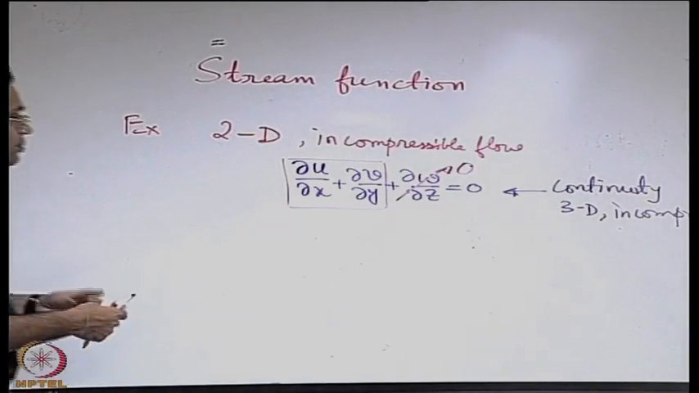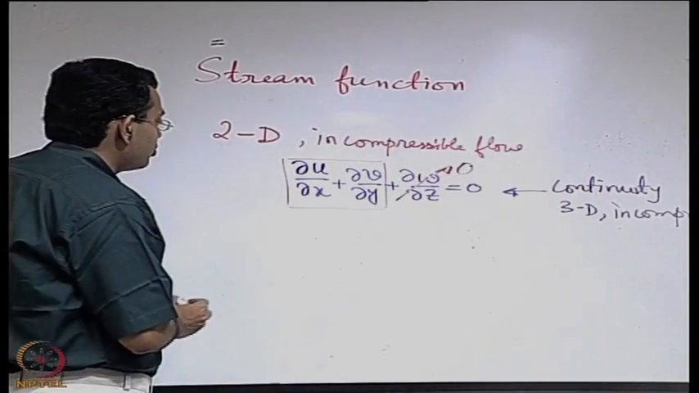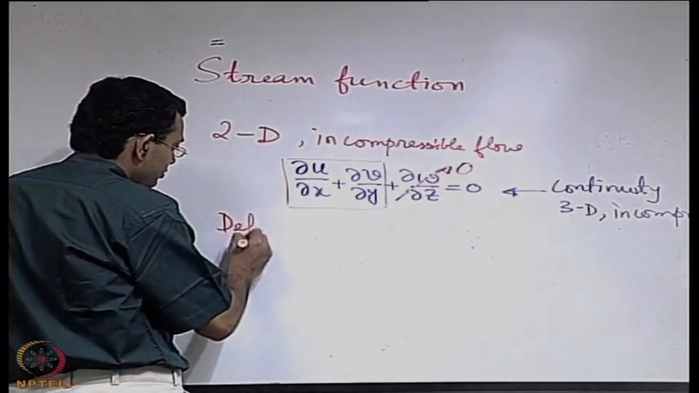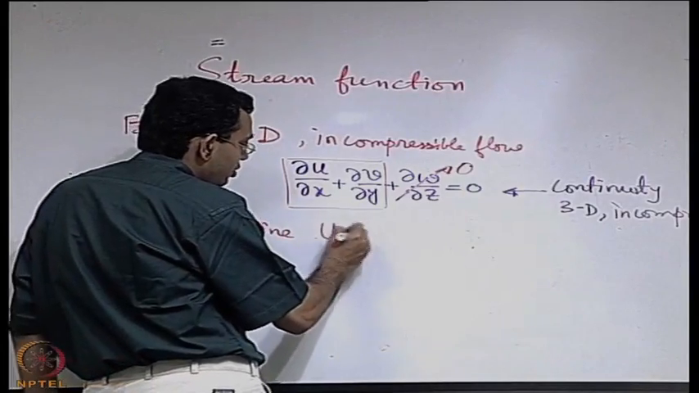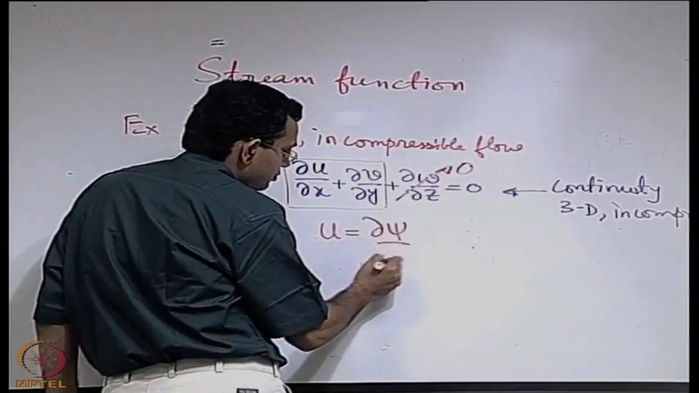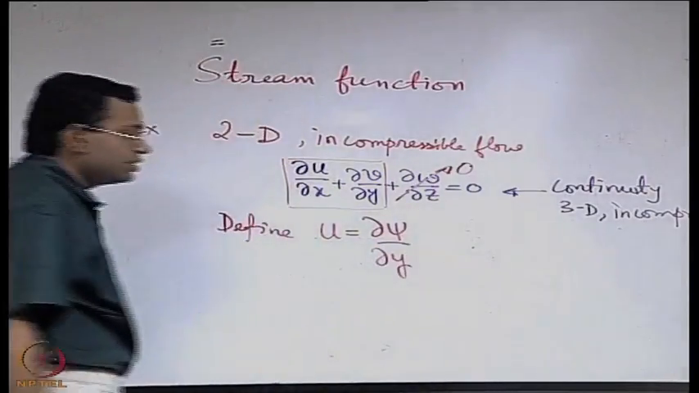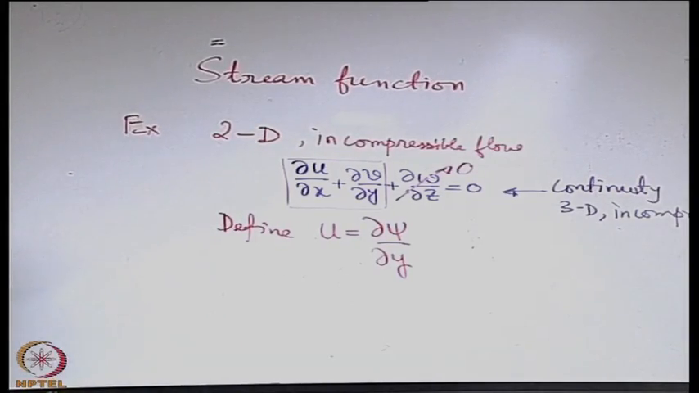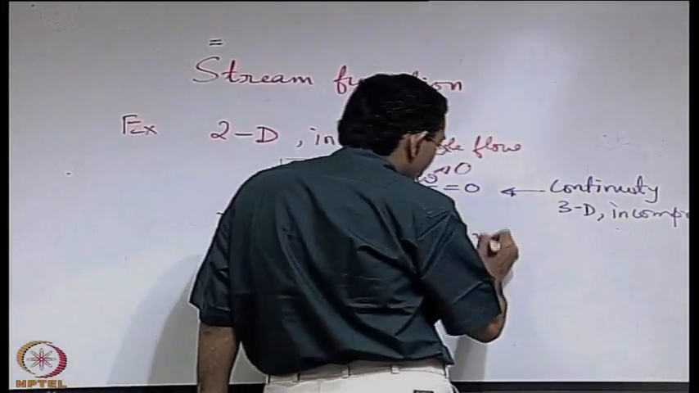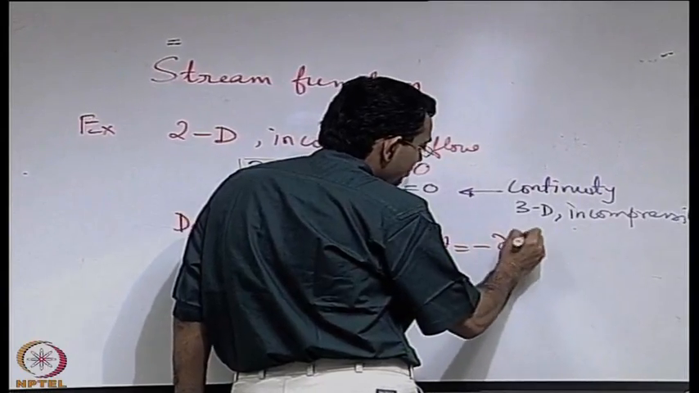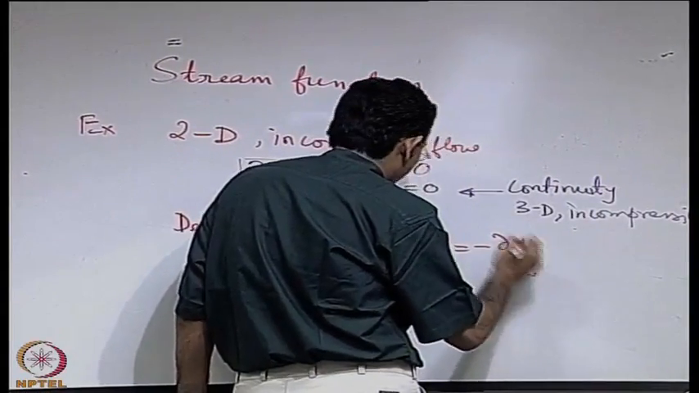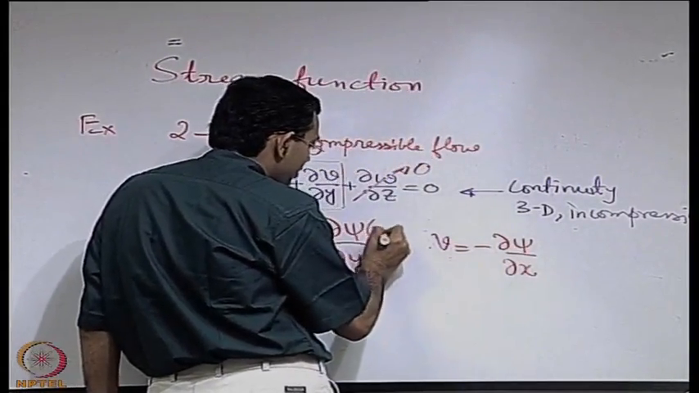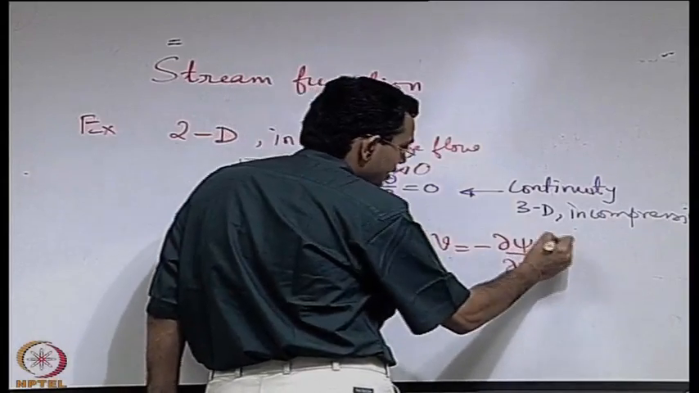So what type of parameter may we choose? Let us say we define u equal to the partial derivative of psi with respect to y, and v equal to minus the partial derivative of psi with respect to x, where psi is a function of x and y.